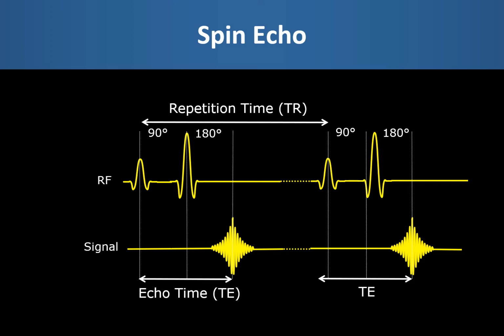So the time from the 90-degree pulse to the center of the echo is known as the echo time, or TE. Now we need to repeat this spin echo process a number of times. Certainly when we start performing imaging, we need to perform it a number of times in order to build up our image. And the time from applying one 90-degree pulse to a subsequent 90-degree pulse is known as the repeat time, or the repetition time, TR.